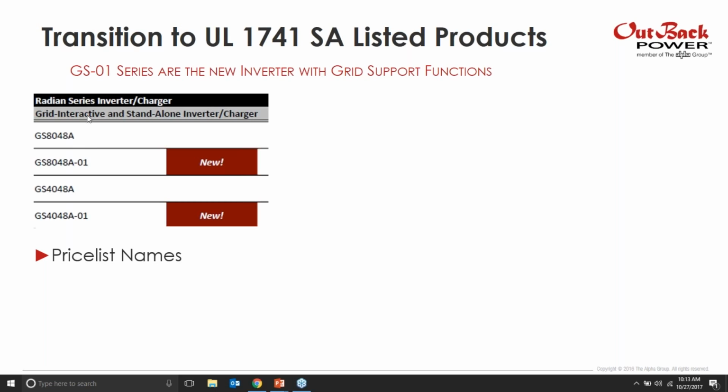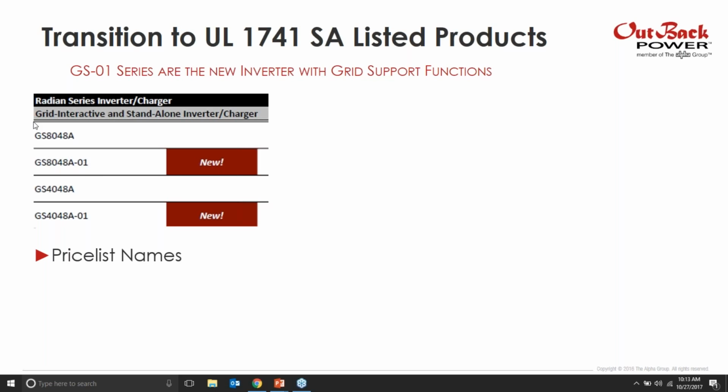All right, so previously we've had our GS8048A. However, we have added a -01, and these are our inverters that have the grid support functions. They're marked. They have the SA marking, or not. Actually, they don't have SA directly on them, but I'll show you how to identify that they're SA.